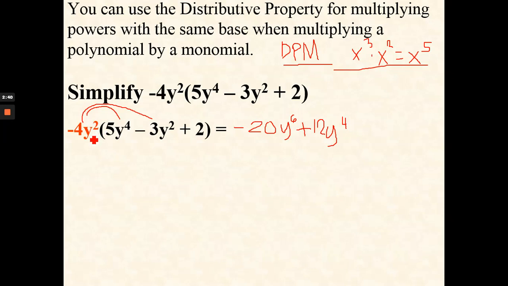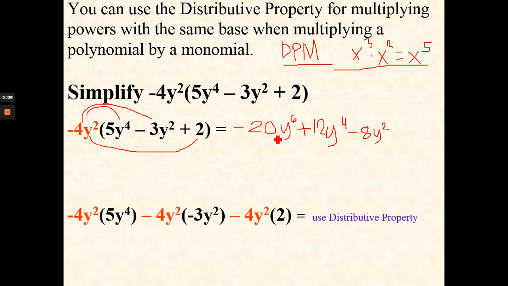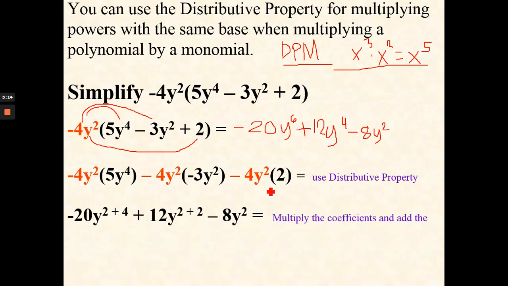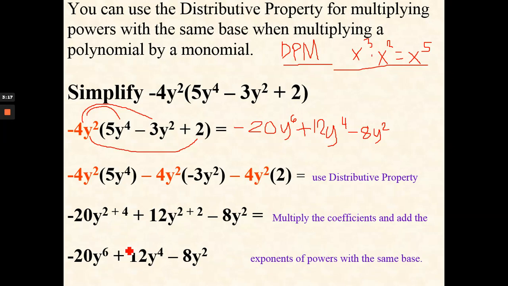And then we have negative 4y squared times 2. Negative 4 times 2 is negative 8. Since we do not have a variable in the 2, you just copy y squared. So we apply the distributive property of multiplication, the laws of exponents, and at the same time the rules in multiplying integers. Then you just add, so we come up with the answer: negative 20y raised to 6 plus 12y raised to 4 minus 8y squared. Okay?